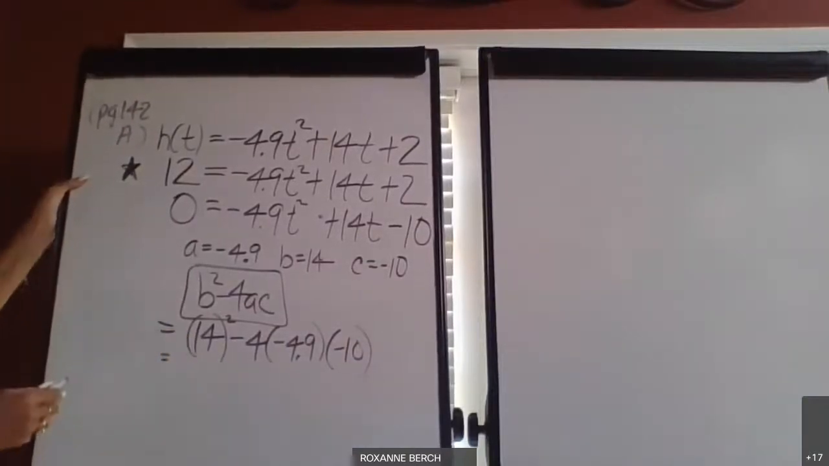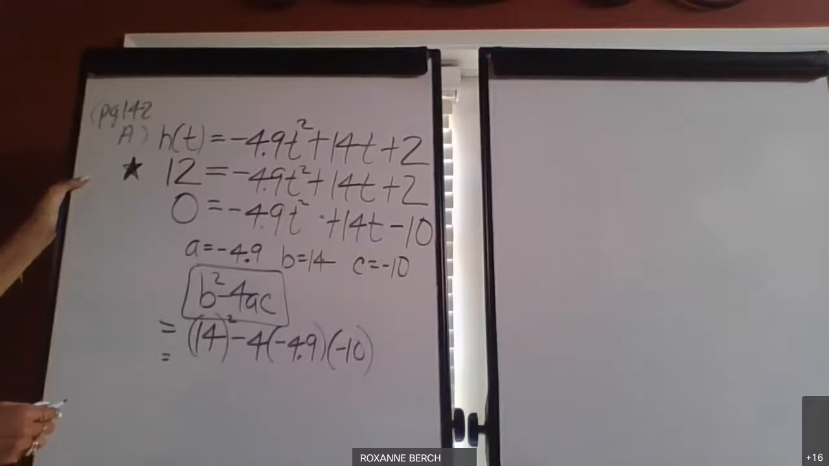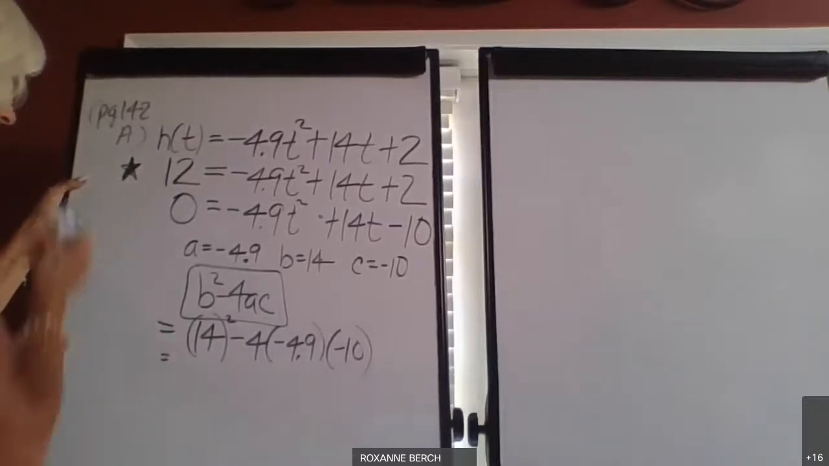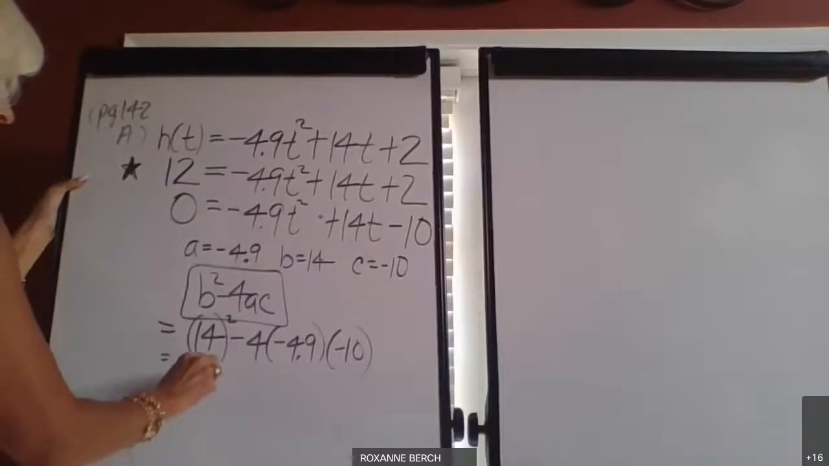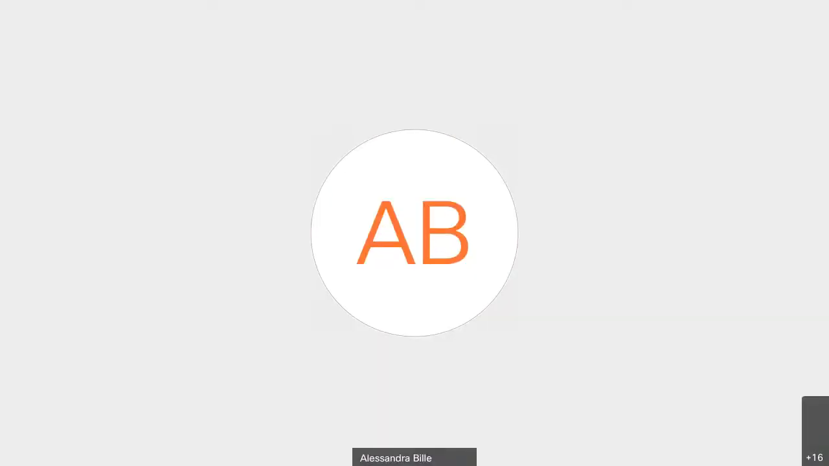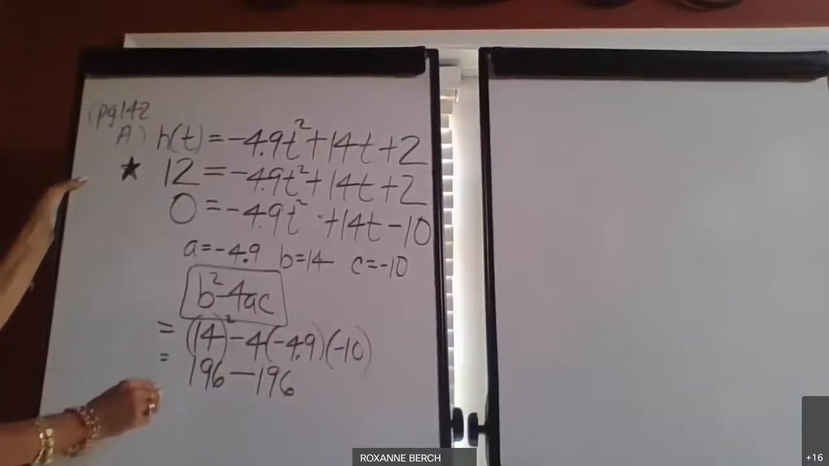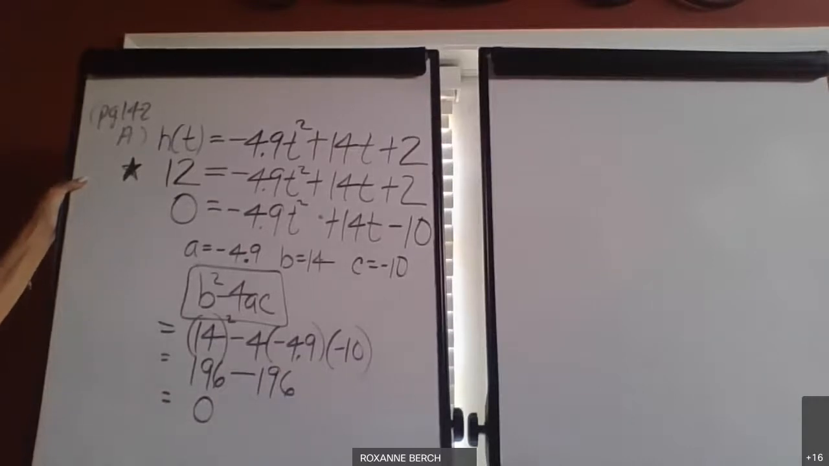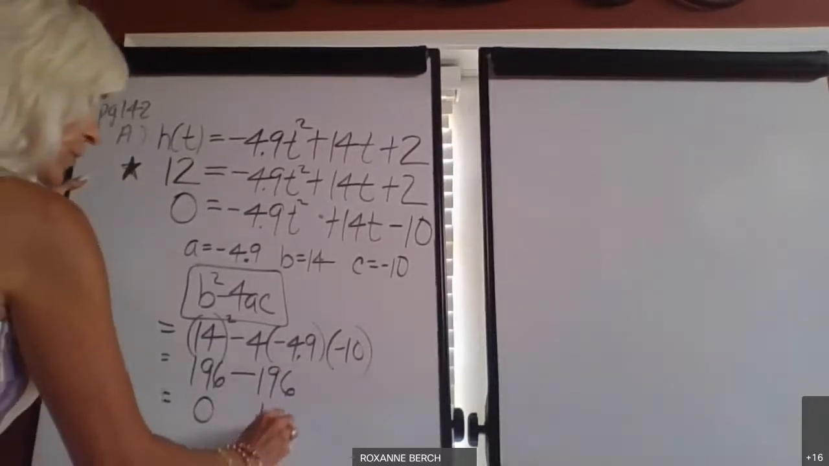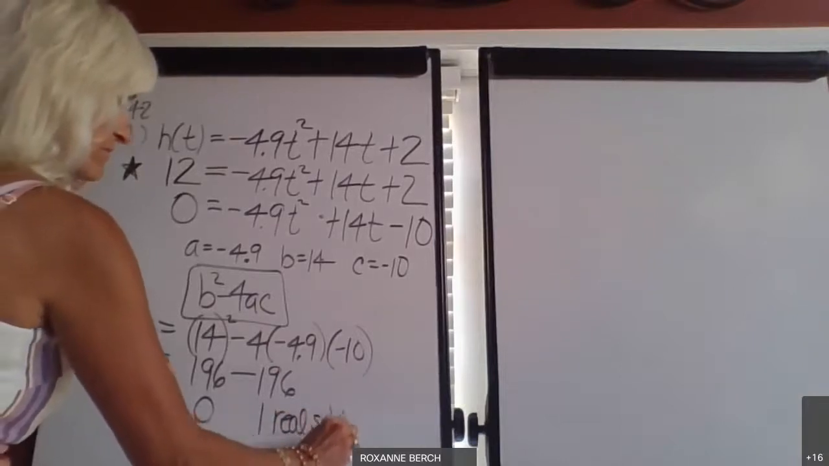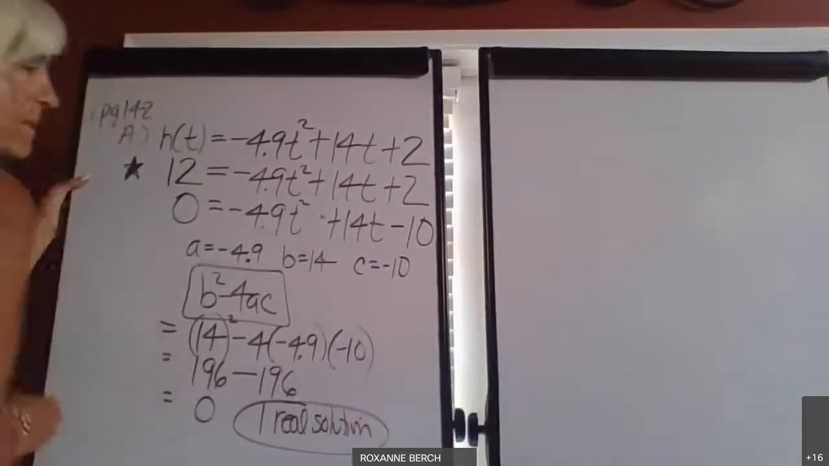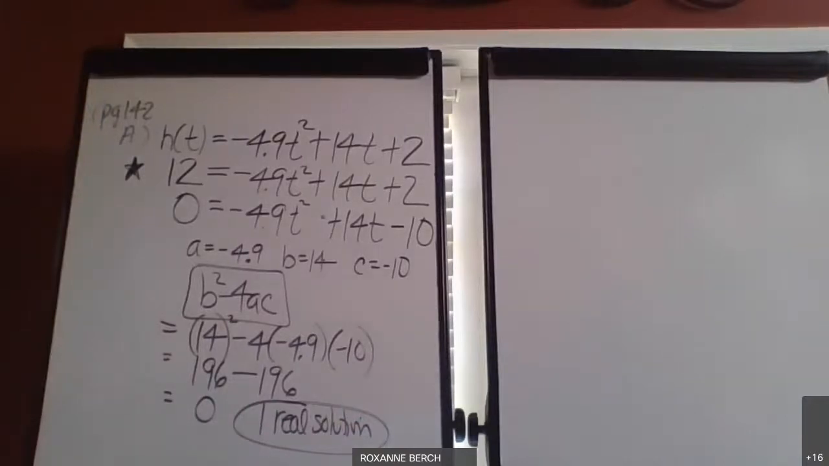So what did you tell me this was? What did you say this was? 14 squared? 14 squared is 196. And then a negative times a negative times a negative is a negative 196 on the calculator. And so we get a discriminant that's 0, which means that there's one real solution. So what were they asking? They were saying, can this happen? I shouldn't have circled that.